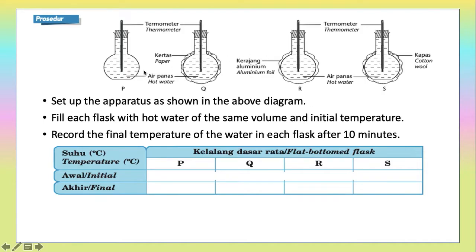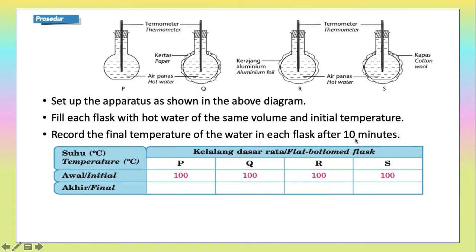Now let's look at the procedure of this experiment. Set up the apparatus as shown in the above diagram. Fill each flask with hot water of the same volume and initial temperature. Since each of the flasks is filled with hot water, let's assume the hot water is 100 degrees Celsius. The next step is to record the final temperature of the water in each flask after 10 minutes.